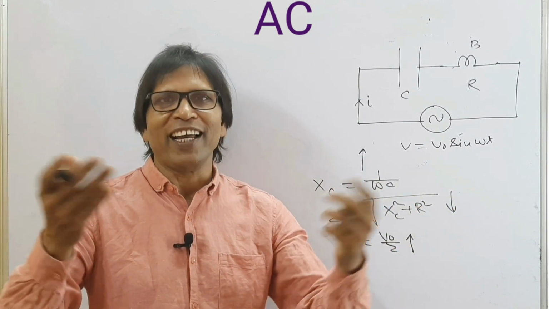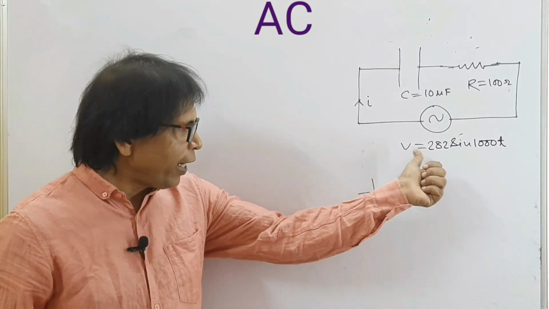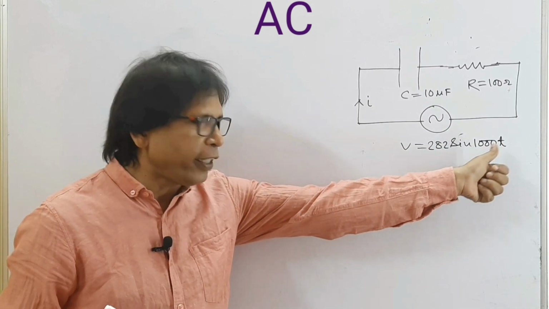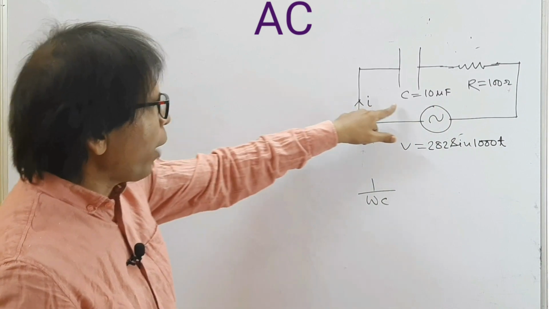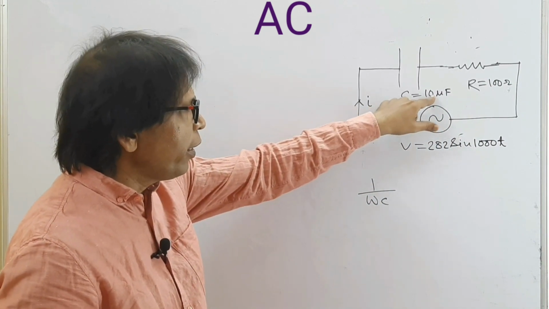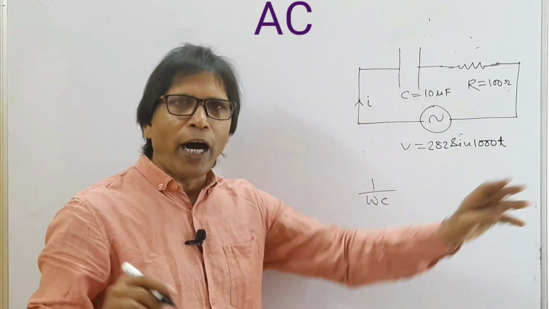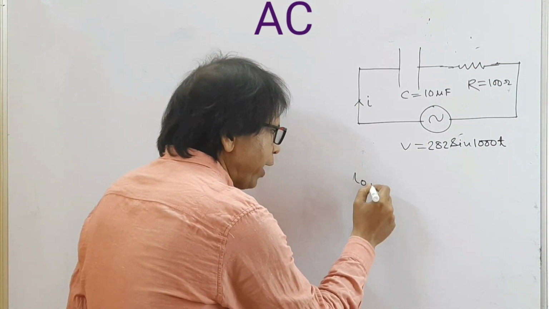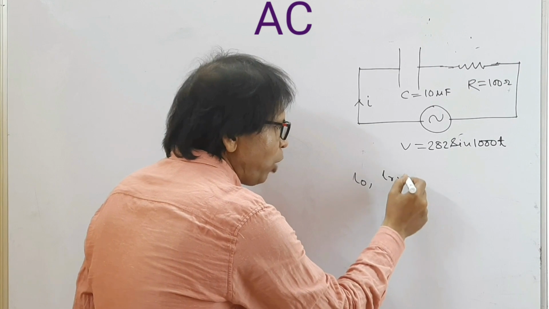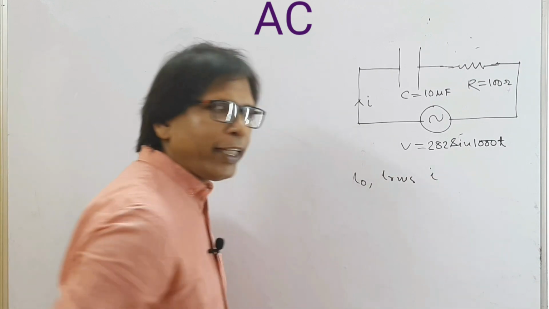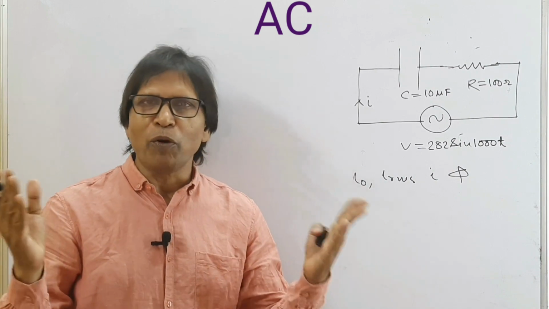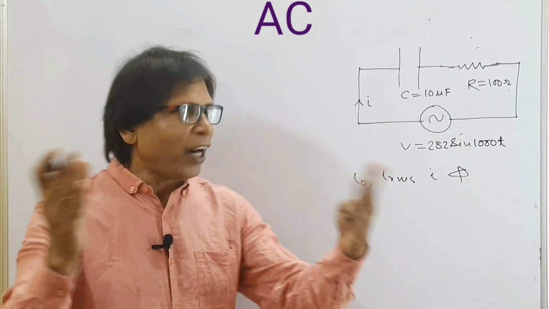Now a numerical. Look at this. The AC voltage 282 sin 1000 t is applied to a capacitor of 10 microfarad and a resistor of 100 ohm in series. We have to calculate the peak current, the RMS value of current, instantaneous current and phase difference between current and voltage. Okay? Now look at this.